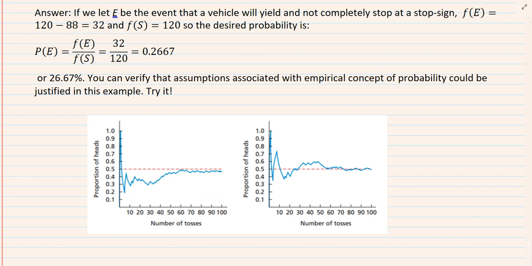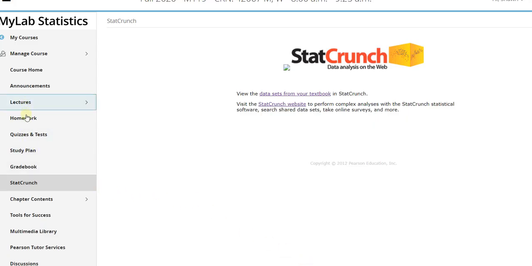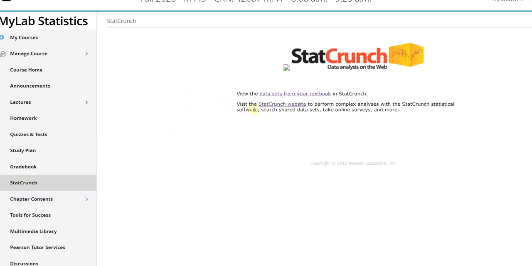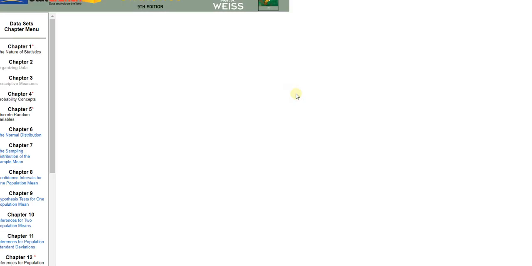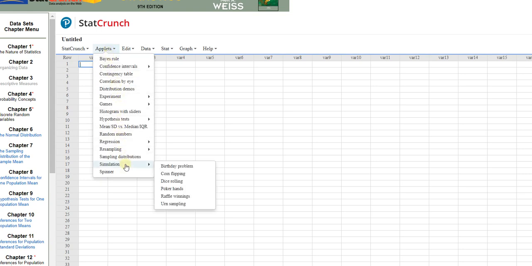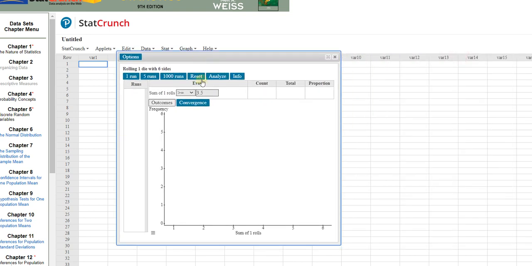I'm going to also show you this in StatCrunch, so I'm going to look at the simulation in StatCrunch. Let me get there. I like to get there from the dataset from your book. We're now in StatCrunch. I'm going to go to applet, and let's do simulation of dice. I have a 6-sided die, and the number of dice to roll is 1. You can roll 2 or 3 dice at the same time, but I'm going to roll 1 die. Let's roll the die 1 time.